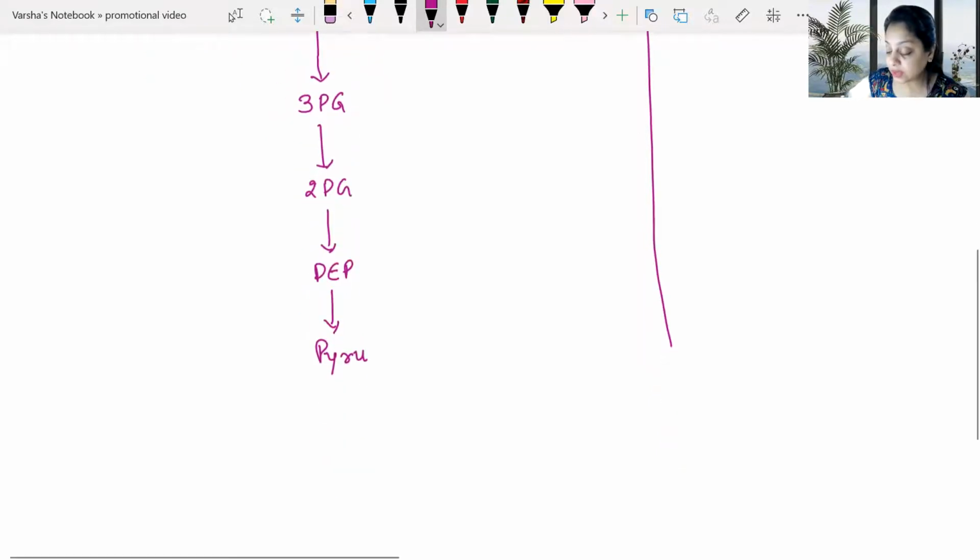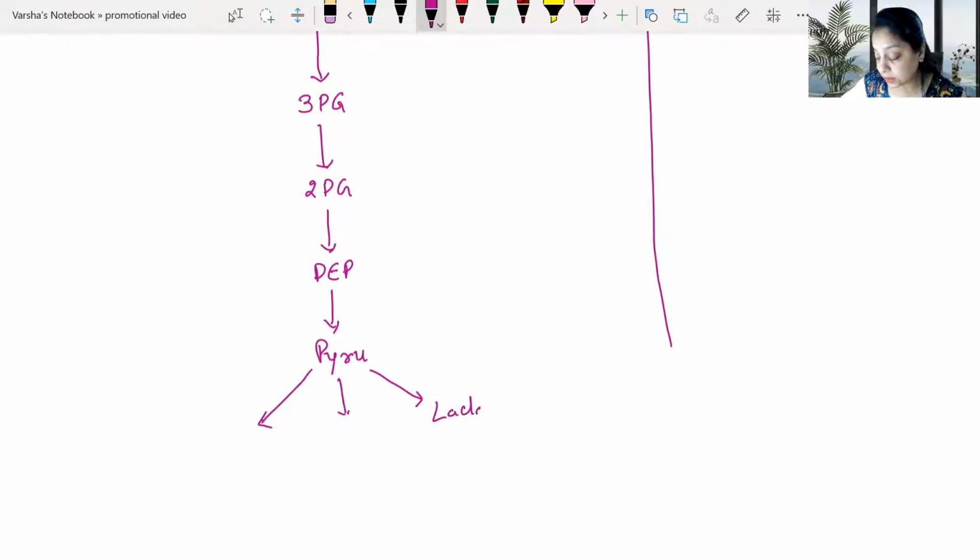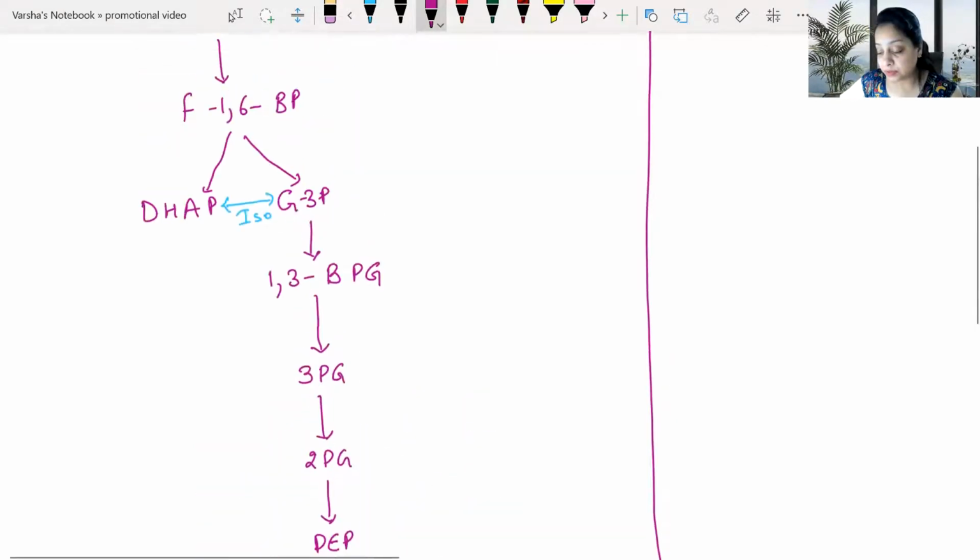And pyruvate has 3 fates, and we will see all the 3 fates. One is lactate. We need to know the details also. Another is acetyl coenzyme A, and another, majorly, is alanine, right? Those 3 fates of pyruvate depend upon whether this pyruvate is staying in the cytosol, or it is moving to the mitochondria. That we will take up in the later half of this video.